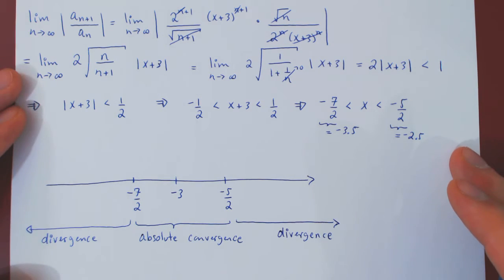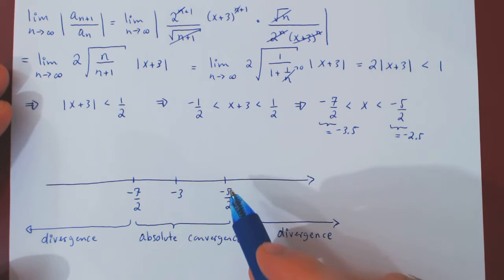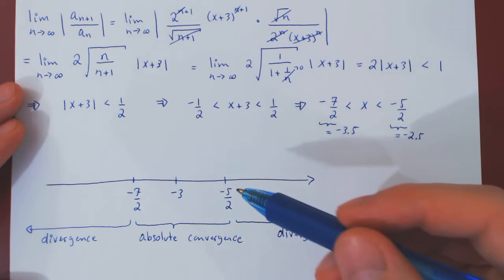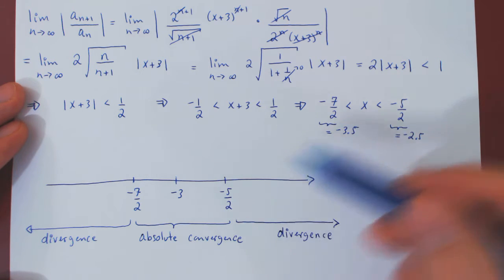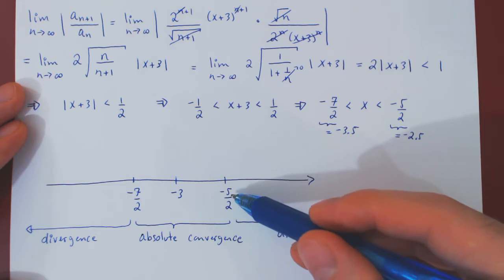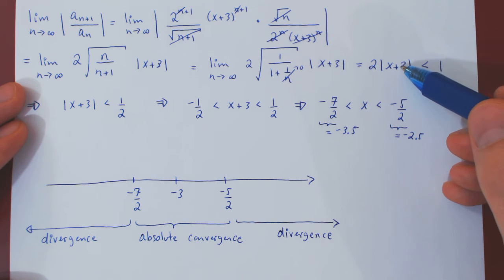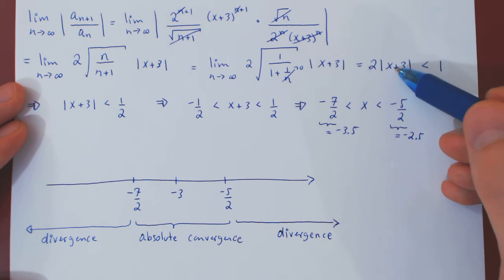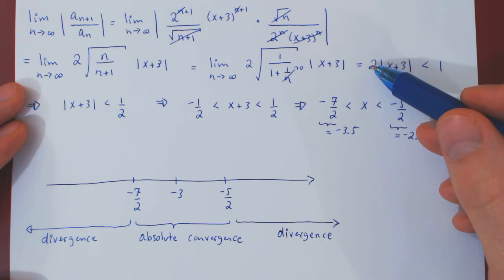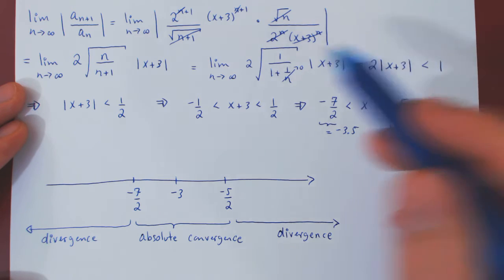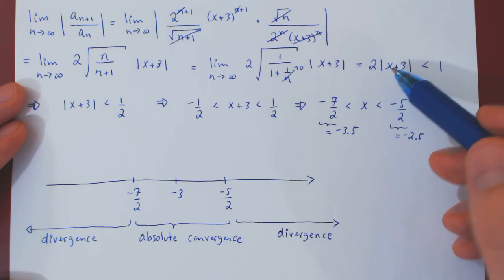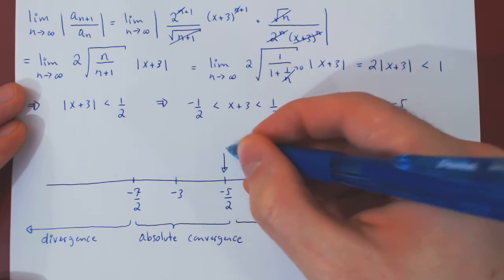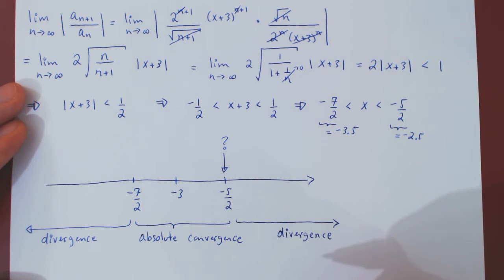The only question left now is what happens at the endpoints. And why is this an interesting question, or a non-obvious question? Well, plug in, say, negative 5 over 2 in here. You have negative 5 over 2 plus 3, that's positive 1/2, times 2 is 1. And so you see that the limit of the ratio test is equal to 1, and in this case we know that the ratio test fails. So the series may converge or diverge at the right-hand point of our interval.